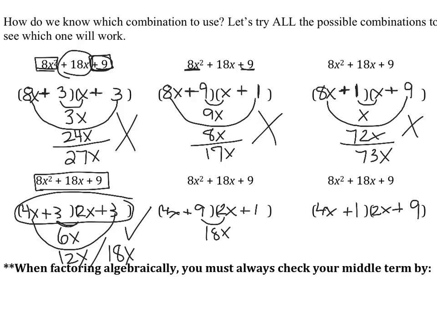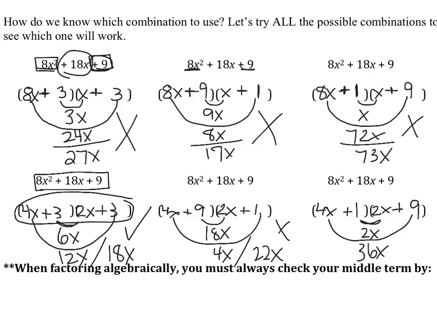And just to be sure, I'm just going to check the other ones to make sure. So this has got 18x and 4x. When I combine those together, that gives me 22x. So again, doesn't work. This one gives me 2x. I'm multiplying my outers and inners. And then 36x, right? And that doesn't give me 18. That gives me 38x, right? So the only possibility that worked is this one right here, okay? So factoring can get kind of trying, but as long as you break up your first terms and your last terms, and then check your middle term, you're always checking your middle term by multiplying your outers and your inners together. So let's answer this next question.